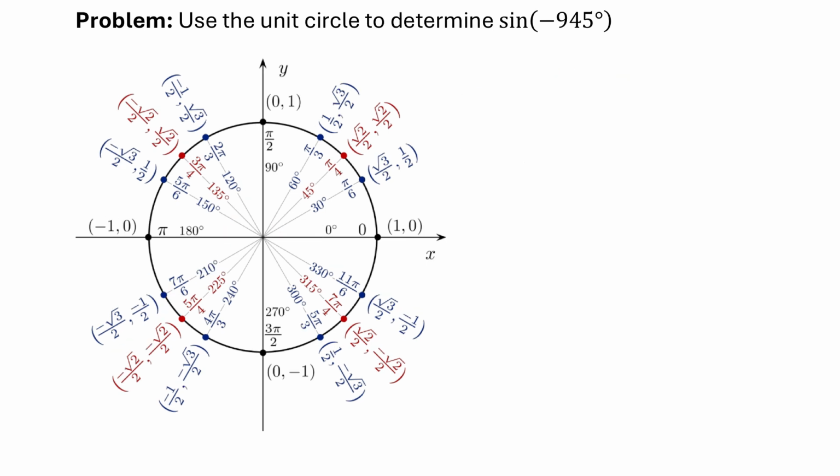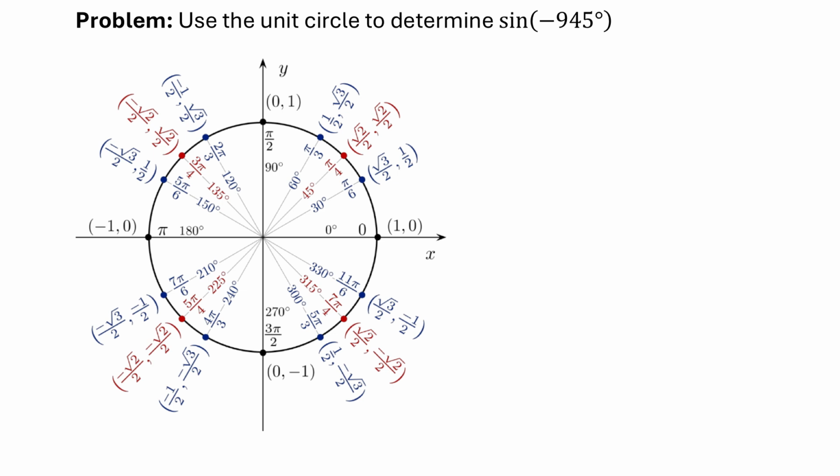Okay, so let's step it up a bit. How would we find sine of negative 945? If you look at the unit circle, that angle isn't exactly on here. I mean, first off, the only angles we have are positive, and second off, the biggest we get to is 330. How are we ever going to find 945? Pause the video and see if you can come up with some ideas.